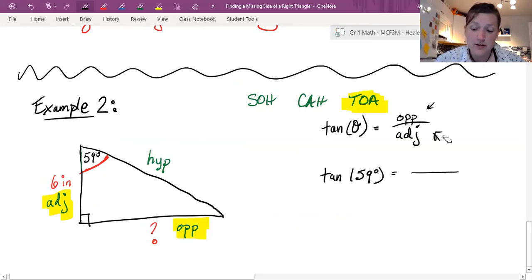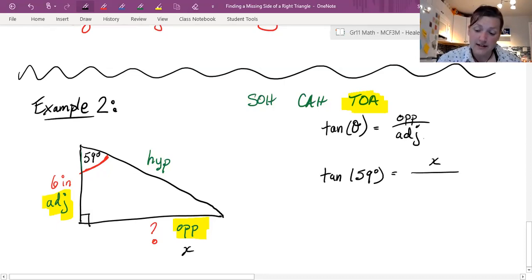So what I'm going to do is plug in the stuff we do know and the stuff we don't know. Here, we didn't know the opposite side. This time I'm going to call it x just for fun. So let's say x, I'm going to put that where our opposite side goes because it's the one we don't know.